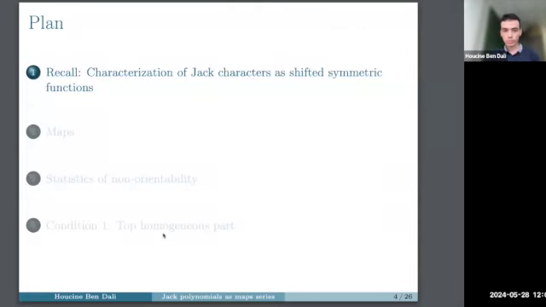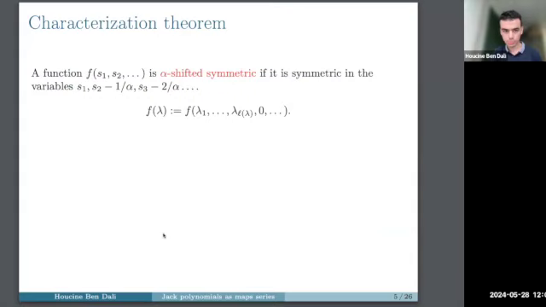So the main tool to obtain this combinatorial interpretation of Jack characters is basically a characterization theorem of Valentin Féray for Jack characters as shifted symmetric functions which satisfy some properties. So Maciek already gave this characterization in the last lecture, so I will try to recall this theorem with a small example.